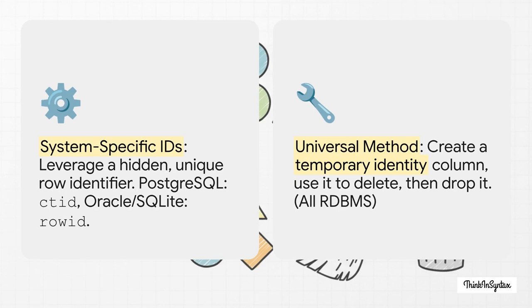So we've got 2 main ways to tackle this. The first approach is to use a hidden system-specific trick if your database has one. Some databases, like PostgreSQL with its CTID or Oracle and SQLite with ROWID, have this secret internal address for every single row. If you can use that, great. The second option is the universal method, the one that works everywhere. You temporarily create your own unique ID column, use it to find and delete the dupes, and then just drop that column when you're finished.